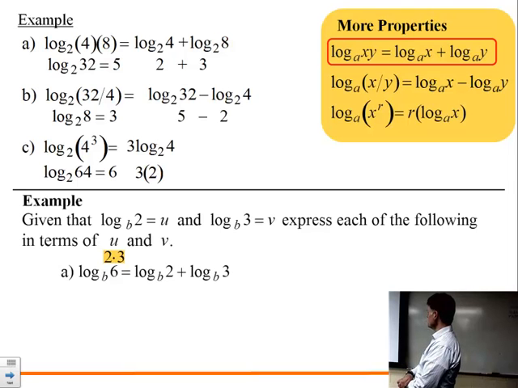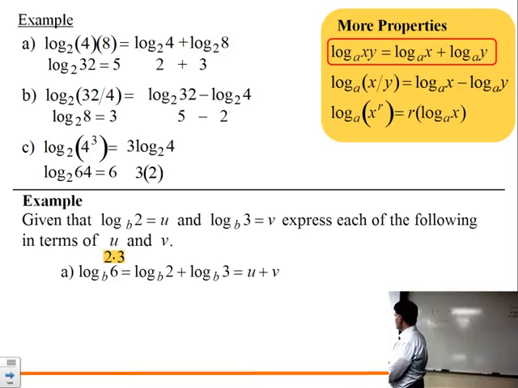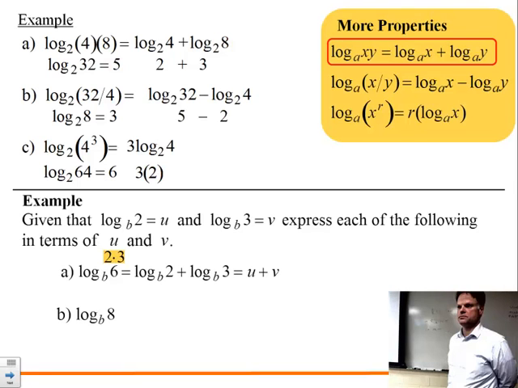So this is log of 2 plus log of 3, but you already have that this thing is equal to u and that thing is equal to v, so that's just u plus v. So that expresses log of 6 in terms of u and v. How about log of 8?